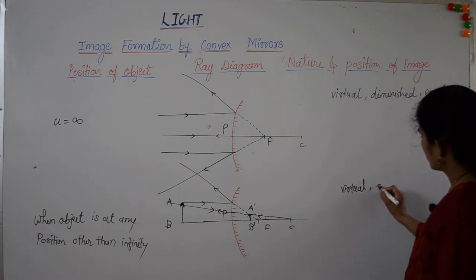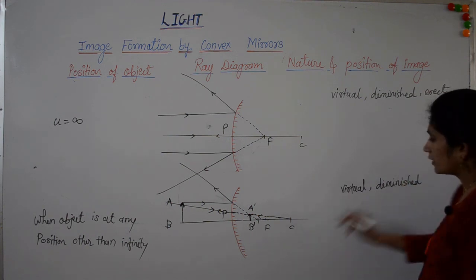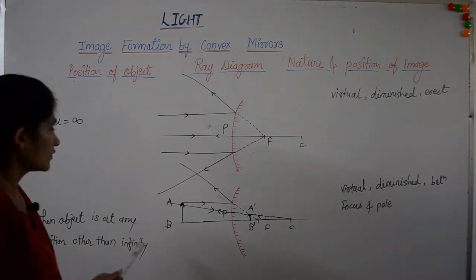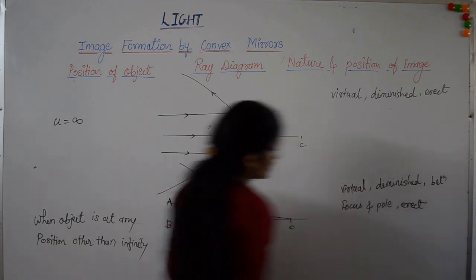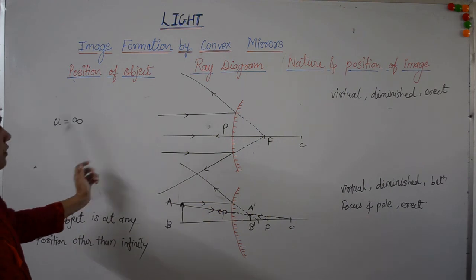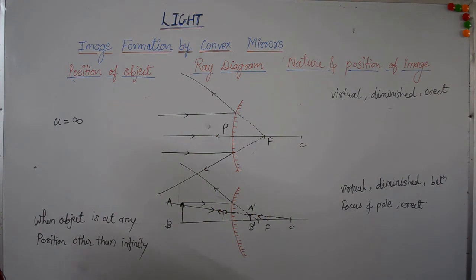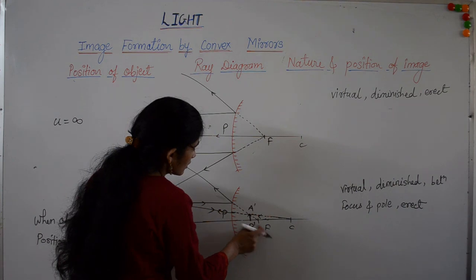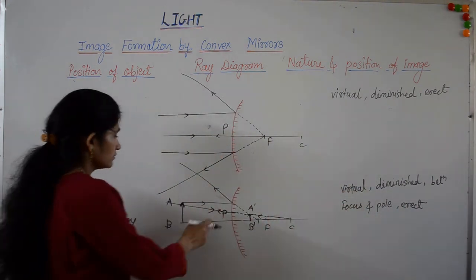Again it is diminished, means smaller than the object, and it forms between focus and pole of the mirror, and the image is erect, means it is upright. So this is the nature of the image. In a convex mirror we have only two cases. In the first case, when the object is at infinity, the image always forms at the focus. When the object is at any other position than infinity, then the image is always formed between focus and pole, and the image is virtual, diminished and erect.